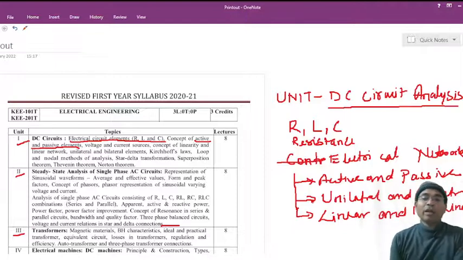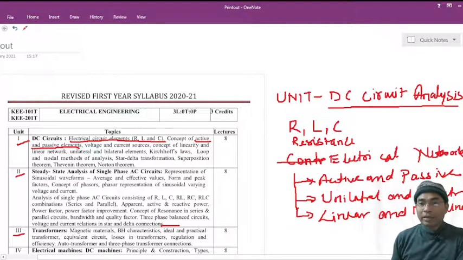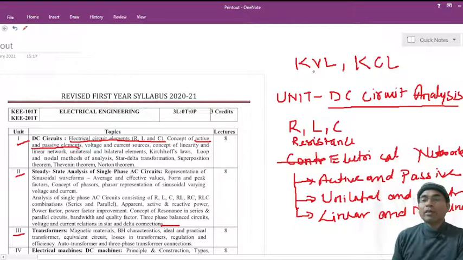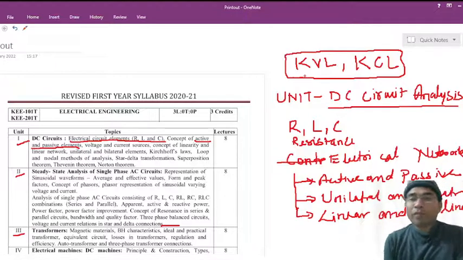You will have knowledge of these categories of electrical network, and then you will move toward the very fundamental principles of electrical engineering, such as KVL and KCL. In this unit you will have knowledge of KVL and KCL, where KVL stands for Kirchhoff voltage law and KCL for Kirchhoff current law. These are the fundamental principles which will be applied frequently in the whole electrical engineering subject as well as the electrical engineering branch. These are the very fundamental part of electrical engineering.